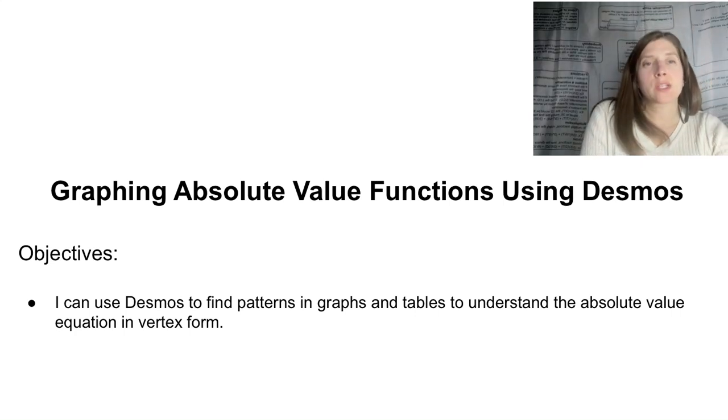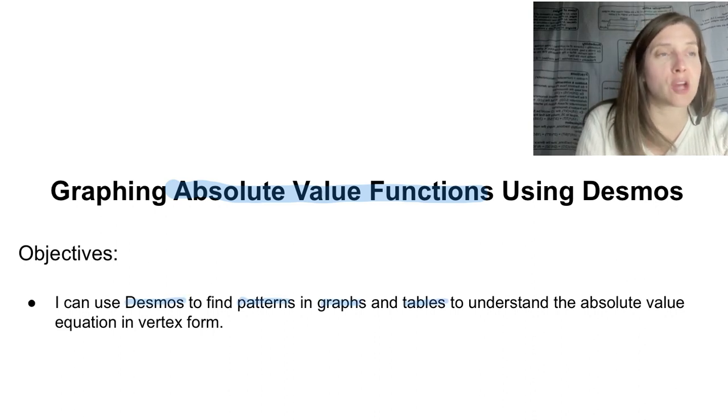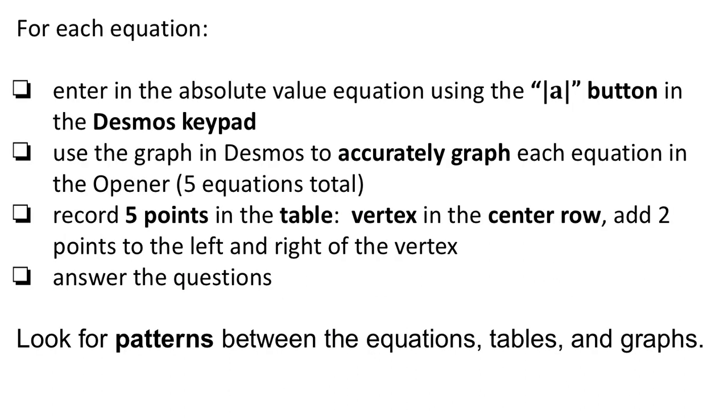Hi, athletes. We are studying absolute value functions, and we're going to use Desmos to find patterns in graphs and tables to understand the absolute value equation in vertex form. For each of the 5 equations given, you are going to go to Desmos, the calculator, and enter the absolute value equation, and you're using this button right here, the absolute value A button that's in the Desmos keypad.